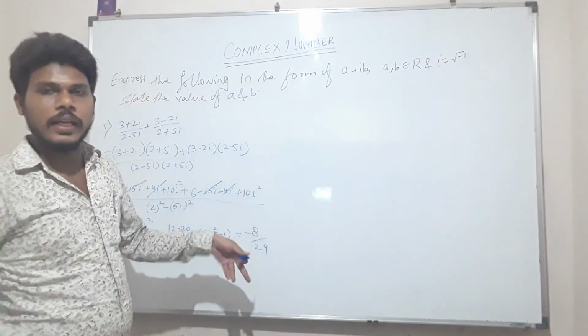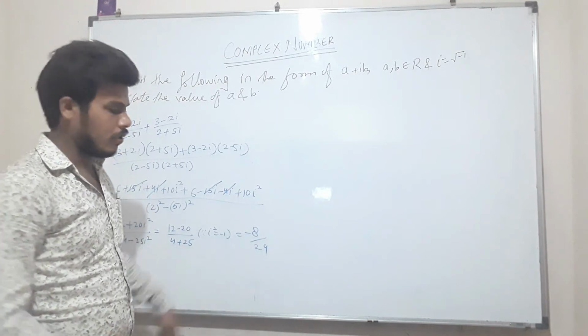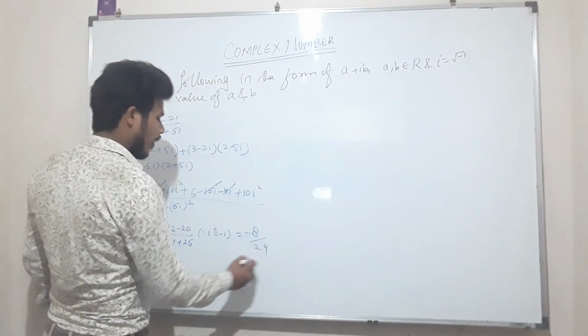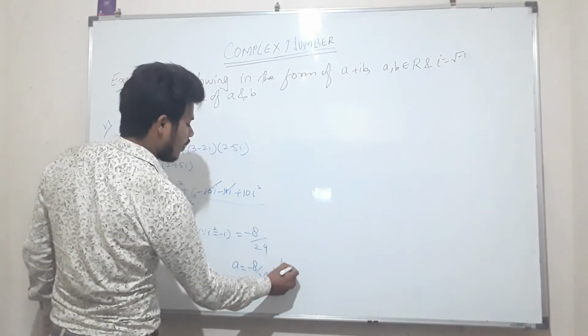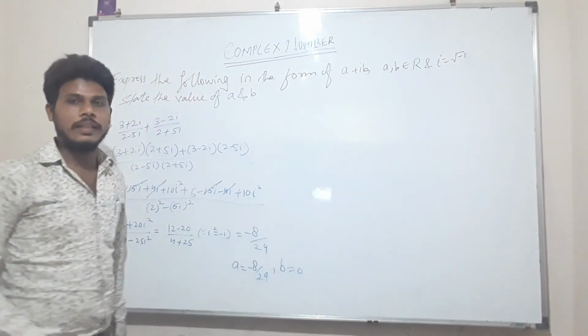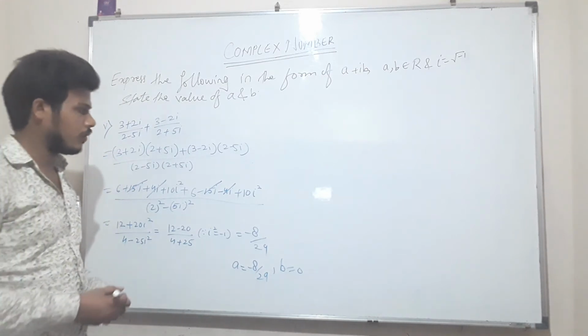So here there is no imaginary part. So the value of a is equal to minus 8 upon 29, and the value of b is 0, since there is no imaginary part. Okay.